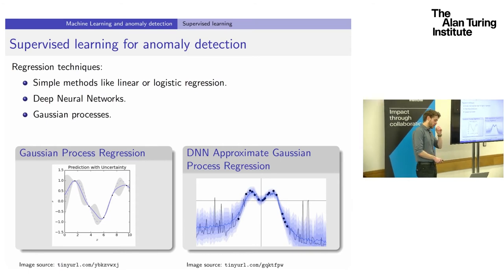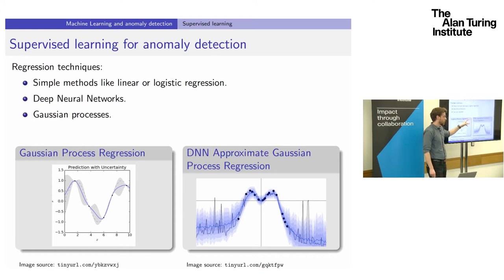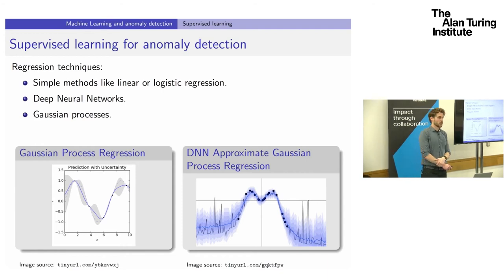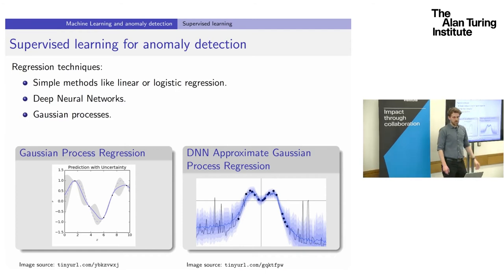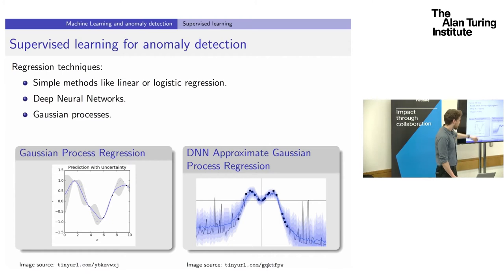There's a variety of ways of doing this, so simple methods like linear regression, deep neural networks, or Gaussian processes as well, which is a non-parametric way of doing this. The advantage of something like this is you gain a measure of the uncertainty of your estimate away from your data point. Here, these gray bars are showing the error in the estimate, and near the data points, the black dots, the blue line is well fitted. This can also be approximated for very large data sets using some more advanced techniques.